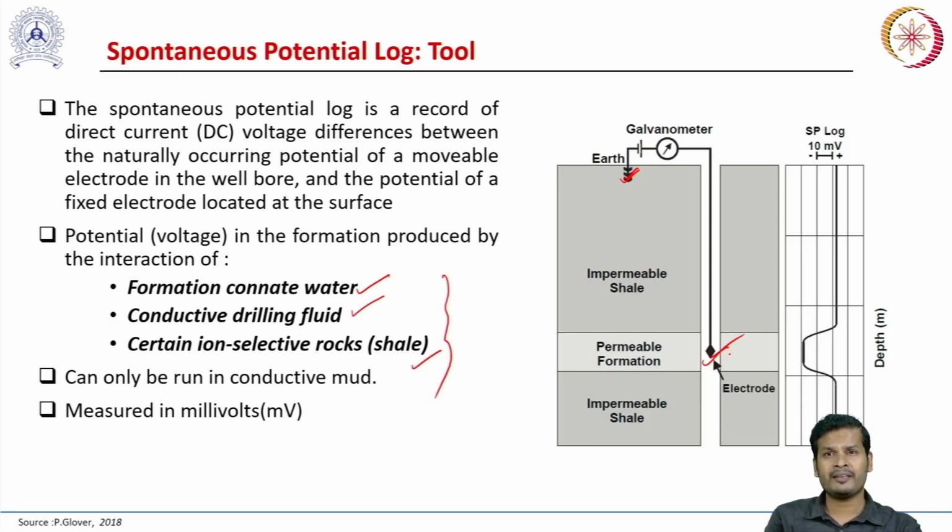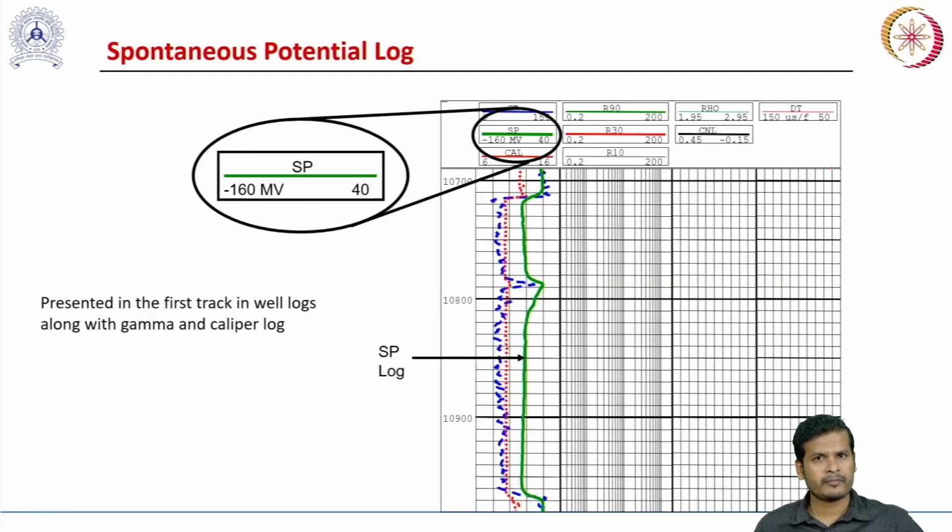And if these three elements must be present, that means this log can only be run in conductive mud. If you use oil-based mud, oil cannot conduct current, so the SP log cannot work in oil-based mud. Generally it is measured in millivolts because the value of the potential is very small, maybe from a few hundred negative to positive, around 100 to 150 millivolts.